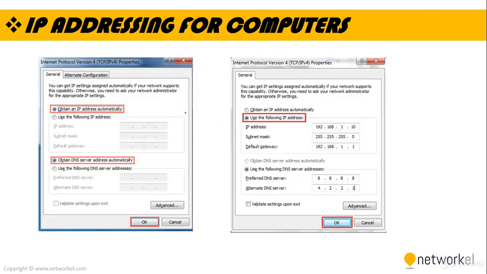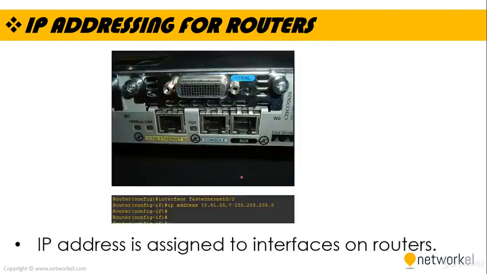To assign an IP address to our computer, we have two options. We can obtain an IP address automatically by using a DHCP server, or we can assign static IP addresses to our computers by using the use the following IP address option in our IPv4 property window. By using this option, we can define an IP address, subnet mask, default gateway, and we can also define the preferred DNS and alternate DNS server for our PCs.